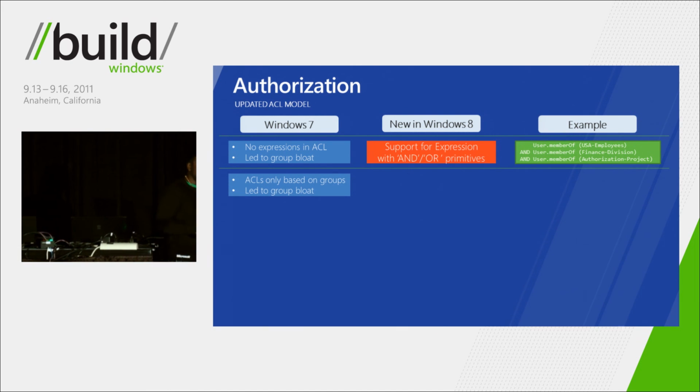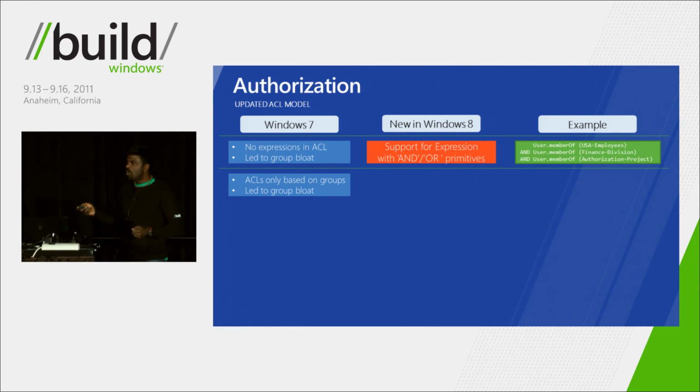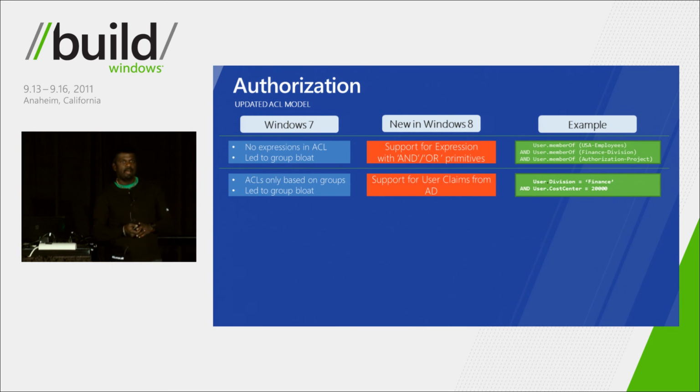Now, in Windows 7 and lower, this is a model that's been existing for nearly a decade, where ACLs can only be based on groups. The enhancement for Windows 8 is that we've taken the notion of user claims from Active Directory, and we can represent them natively in these security descriptors in the ACL. So, for example, instead of it just being a group, you can say user.division or department, which are attributes in AD, and use values from that, or my cost center, to drive my authorization decision.